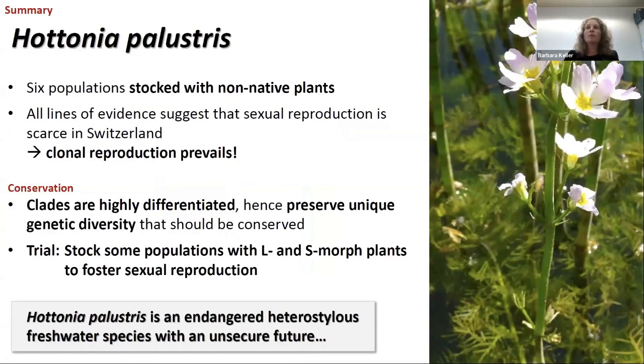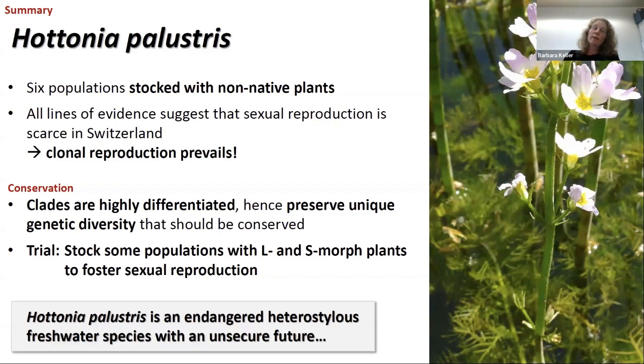To summarize, we found that 6 populations were most likely stocked with non-native plants. All lines of evidence suggest that sexual reproduction is scarce in Switzerland, so clonal reproduction prevails. And since the clades are highly differentiated and hence preserve unique genetic diversity, the clades should be conserved. To foster sexual reproduction, one could try to stock populations with long and short style plants and see what the outcome is. Do they produce fit offspring, or might there actually be some outbreeding depression?